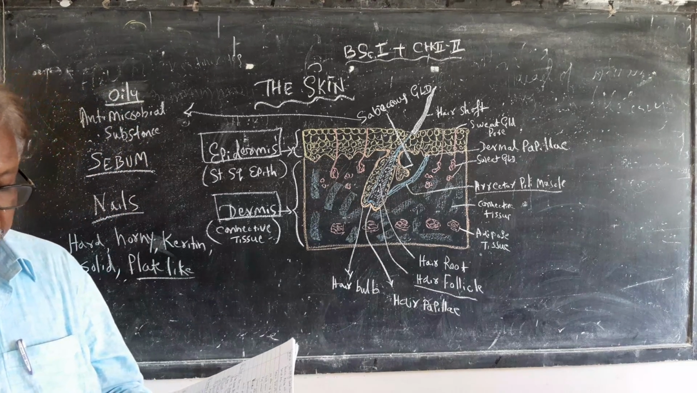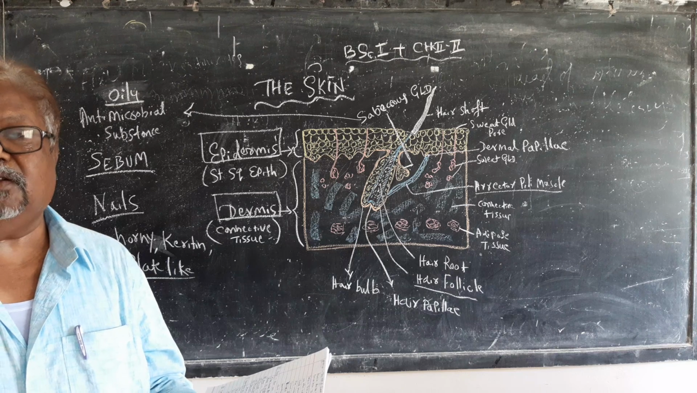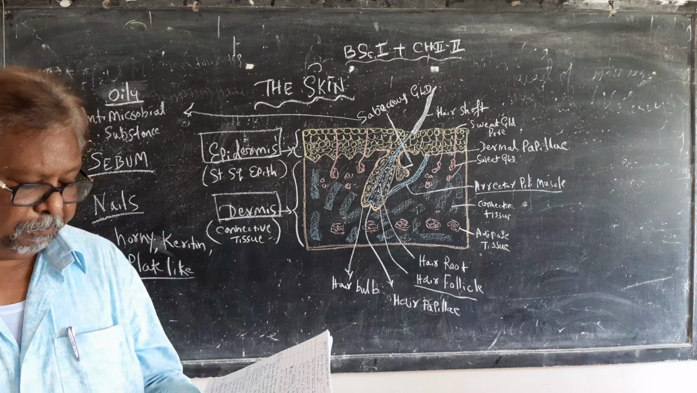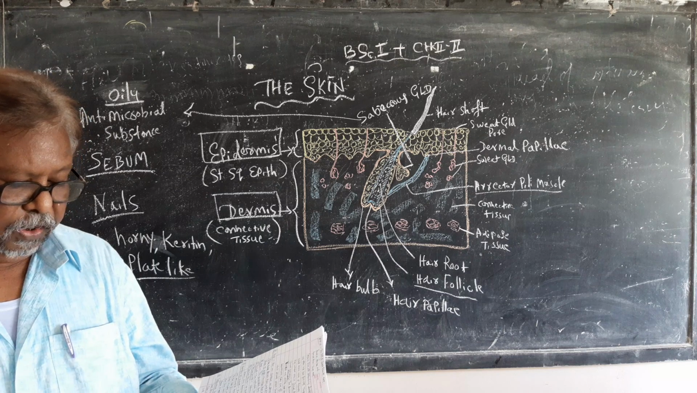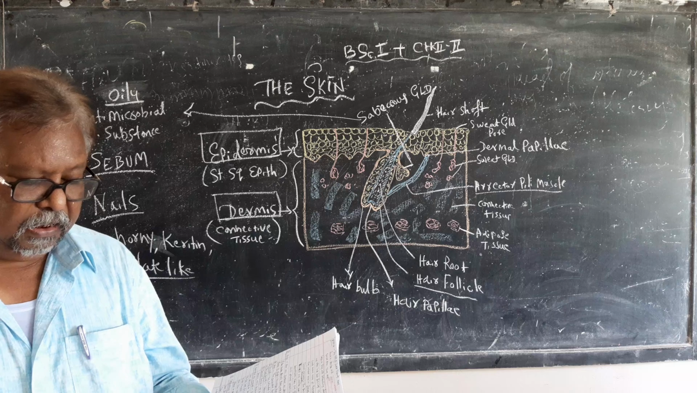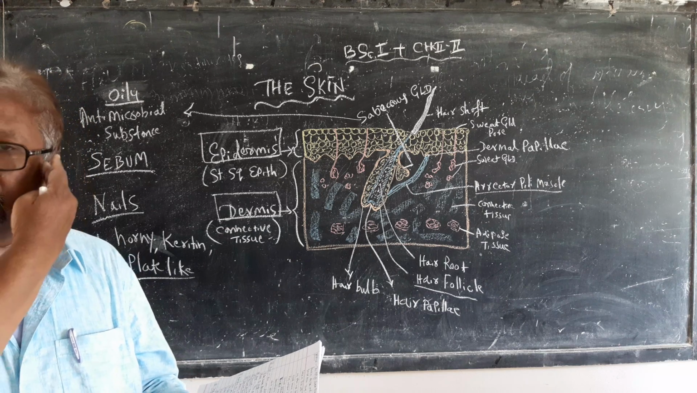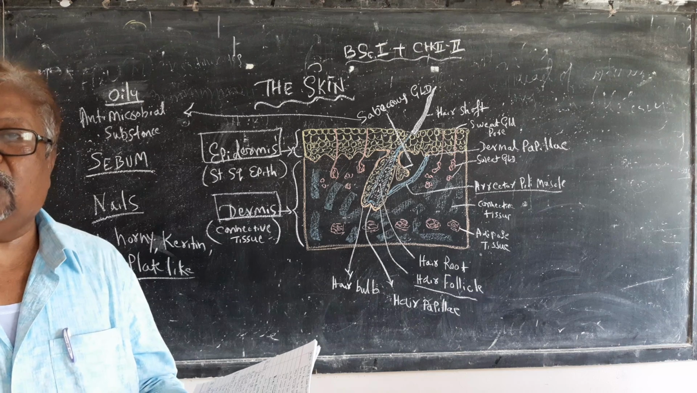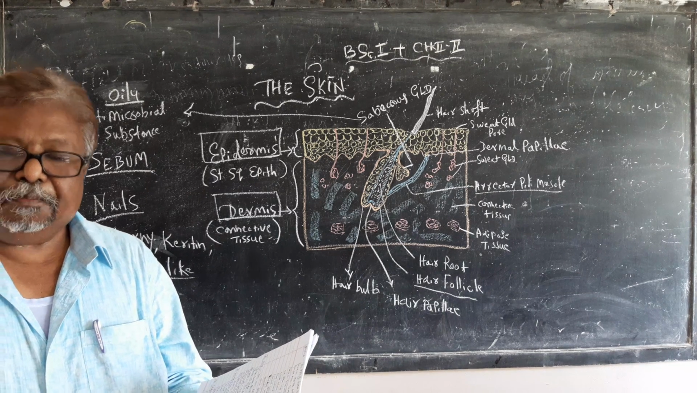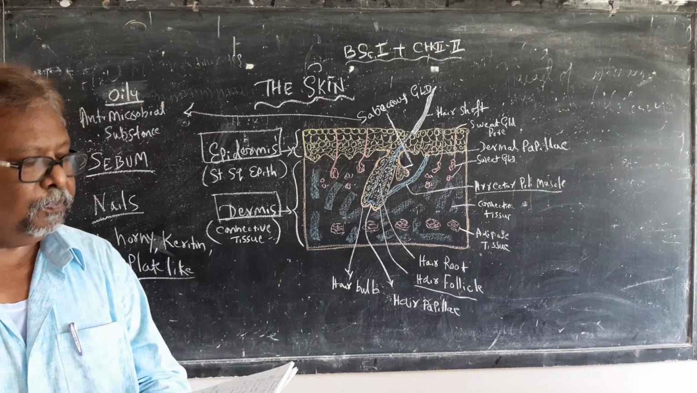It has an important role in temperature regulation. It regulates the temperature of the body. By controlling blood flow and by production of sweat, it cools down the surface area and thus it maintains the temperature of the body. The skin has this function also.